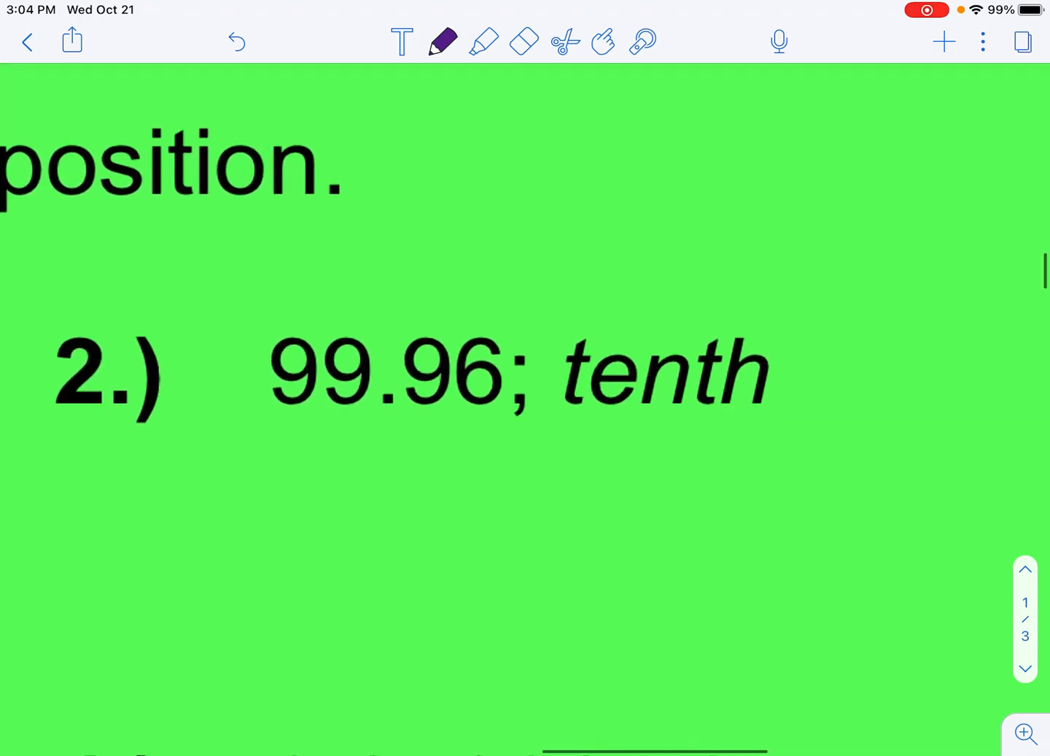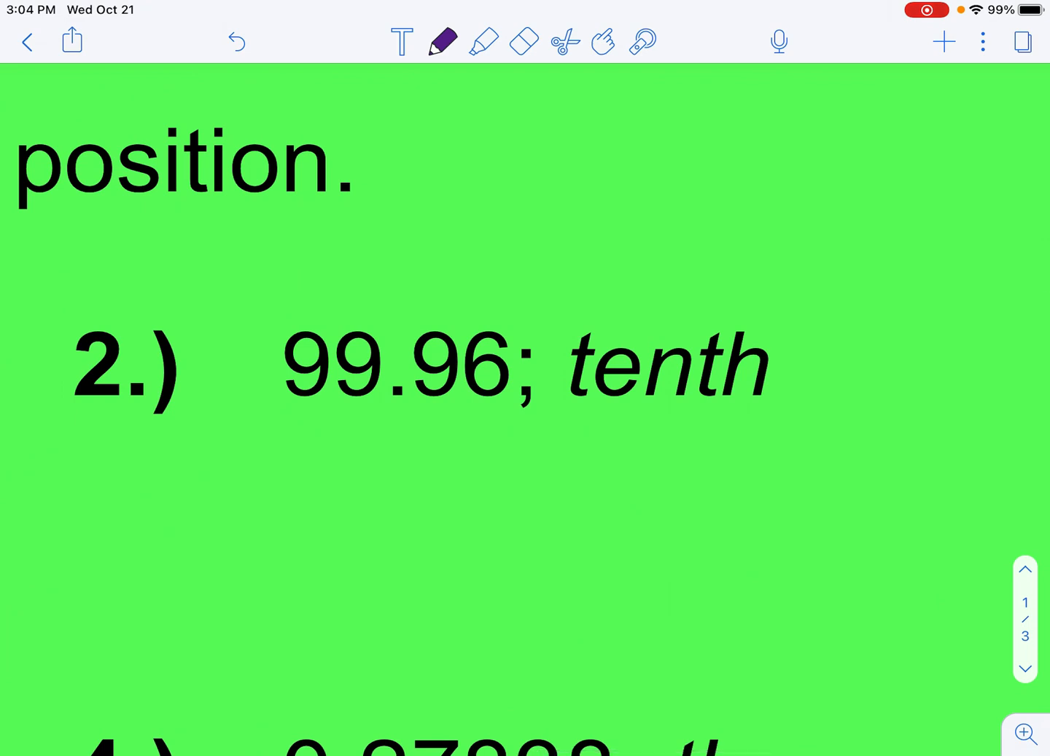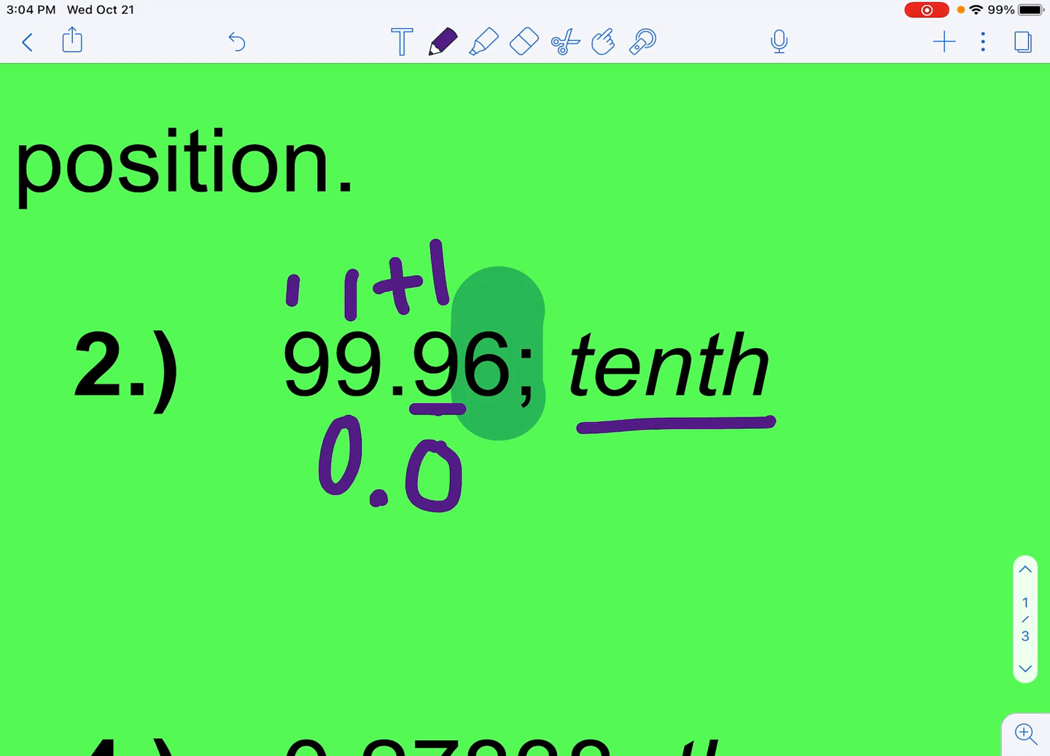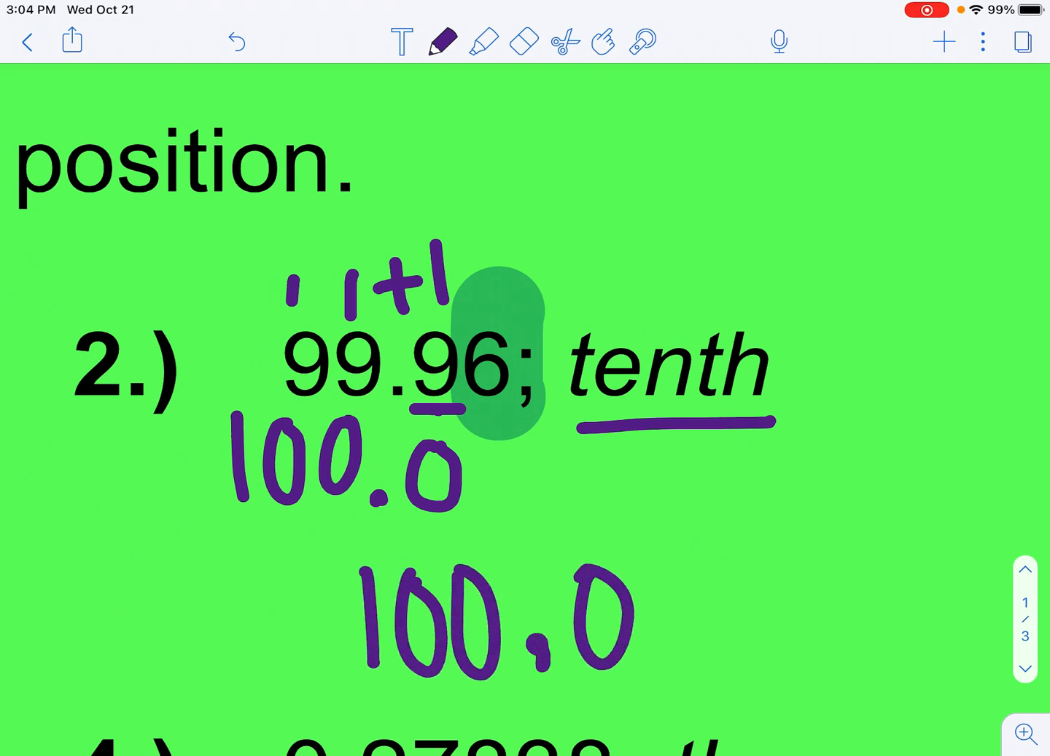Alright, let's look at number 2. 99 and 96 hundredths. This time they want us to round to the nearest tenth. So I know my tenth place is the 9 right after the decimal place. So then I'm going to highlight the number on the right of it. That 6 is 5 or more, which means it is going to add 1 to this 9. Okay, when it adds 1 to that 9, it changes to a 10. And then this 9 changes to a 10. And this 9 changes to a 10. So my number after I round is 100 tenths.